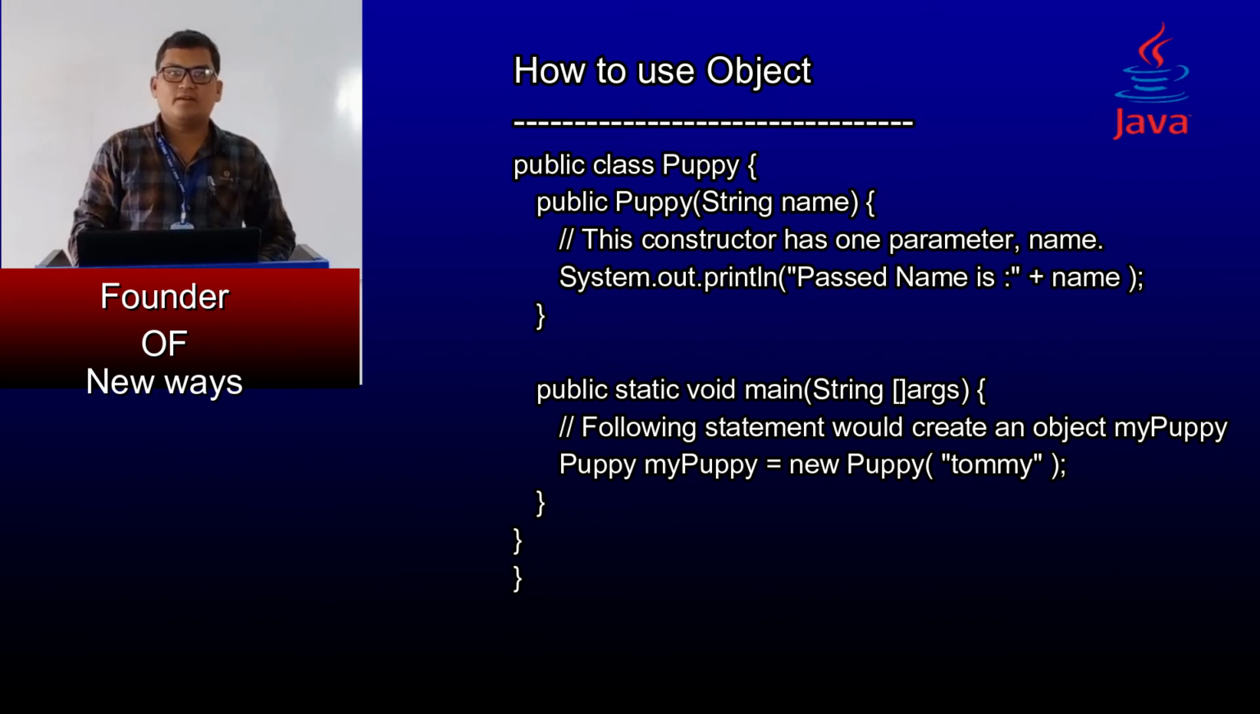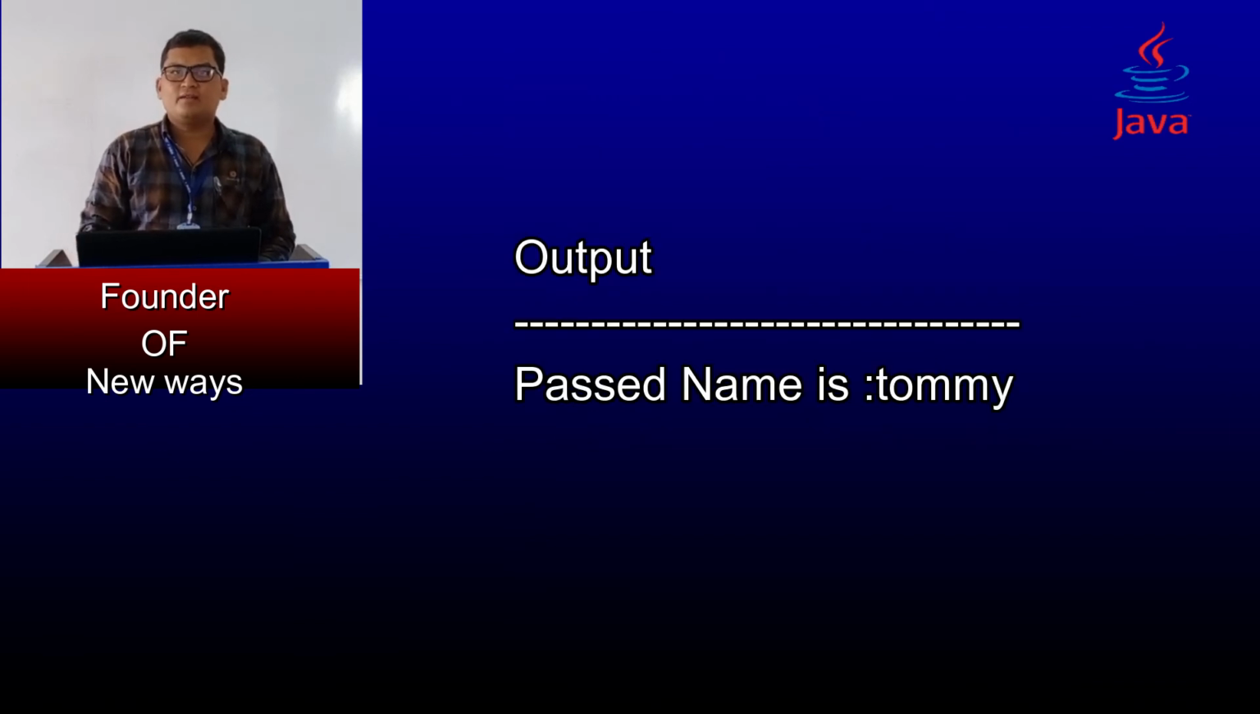Following is an example of creating an object. There is a class Puppy and a constructor Puppy. This constructor has one parameter, name, and in the main method the following statement would create an object, myPuppy. Okay, if we compile and run the above program, then it will produce the following result. You can see here the output. Passed name is Tommy.